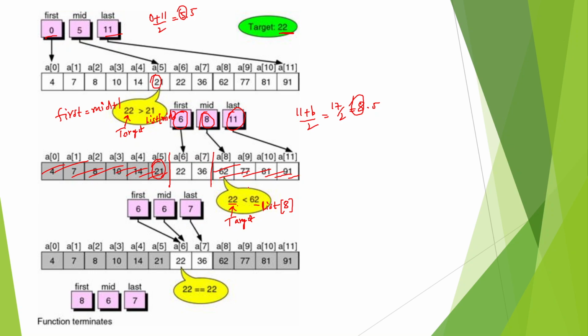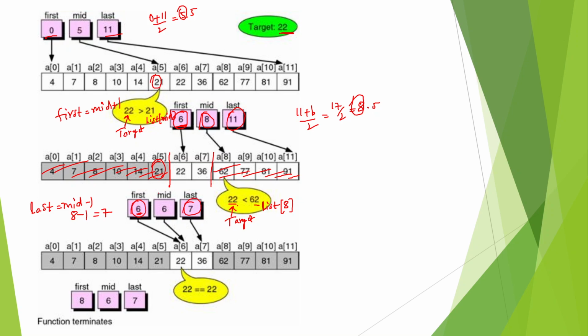So here we need to modify last. We are not modifying first. First remained as it is. You can see 6 here and 6 here, not modified. Only last got modified. How are we calculating last? Last equals mid minus 1. Mid was 8, minus 1, so it is 7. Okay, last you can see we got 7.